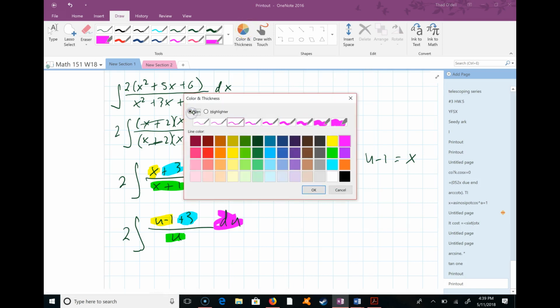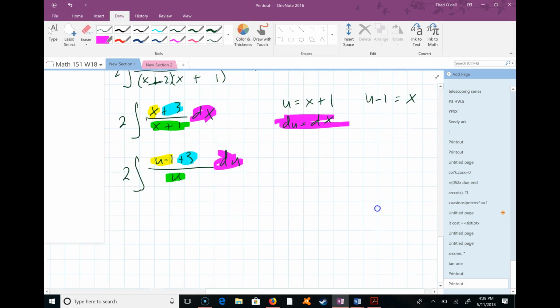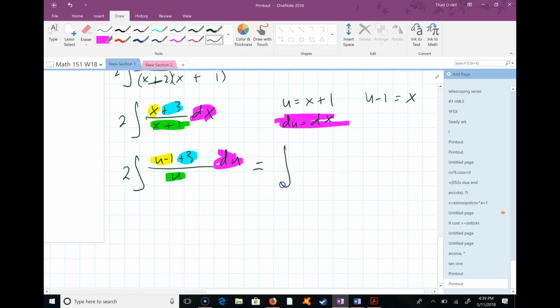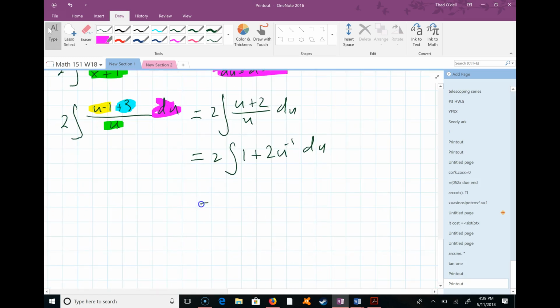It's a good reminder of u substitution. So then we can go ahead and simplify this a little bit. 2 on the outside, the integral of u plus 2 over u du. Of course, I can simplify that to 2 times the integral of 1 plus 2u to the negative 1 du. Now we're ready to integrate. That's going to be 2 times u plus 2 times 2, that'd be 4, and the integral of that would be ln u plus c.